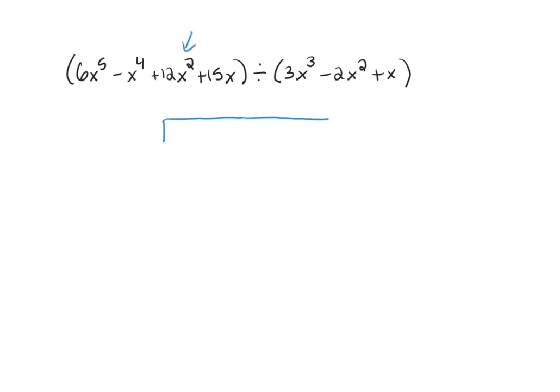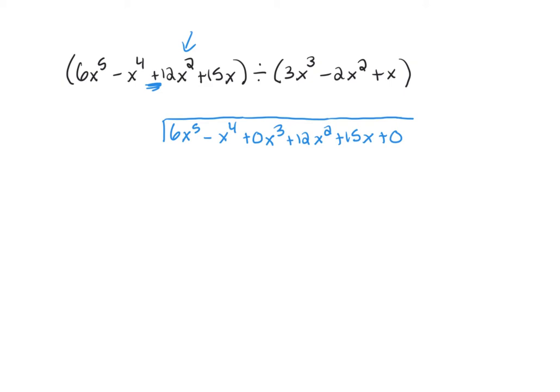Okay, so this goes underneath. So I have 6x to the fifth minus x to the fourth. Notice how there is no x to the third term. I need to put that in with a 0x to the third plus 12x squared plus 15x, and then I'm going to even add just plus 0 to kind of show that we're missing a term at the end as well.